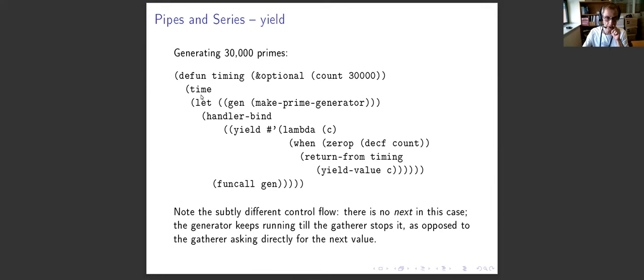Here I use the time function, which is built into Common Lisp, so we don't need the timing macro from before. And we just catch the yield condition when it's, quote unquote, thrown by the generator. We let it loop 30,000 times and we throw the values away, but we're interested in how long it takes to run.